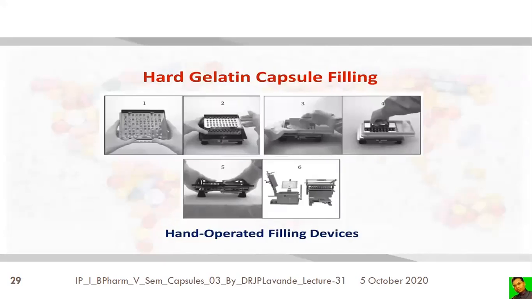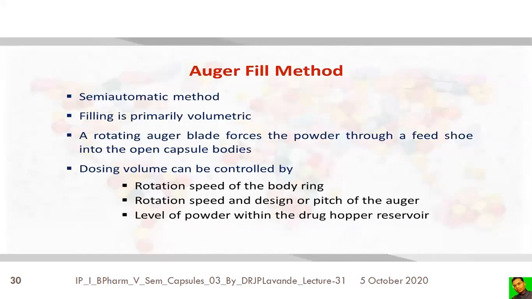So this is the particular machine or device which is said to be the hard gelatin capsule filling machine, and this is the manually operated one. How it is going to work, we already discussed in our previous lecture. Now this is the method which is said to be the auger capsule filling method.